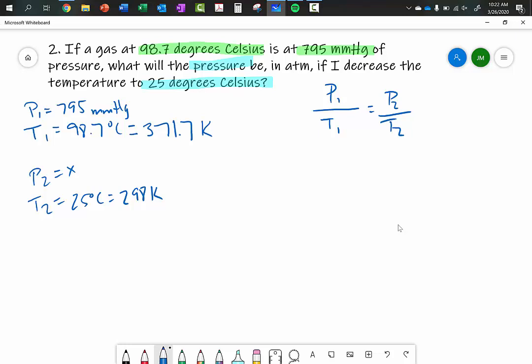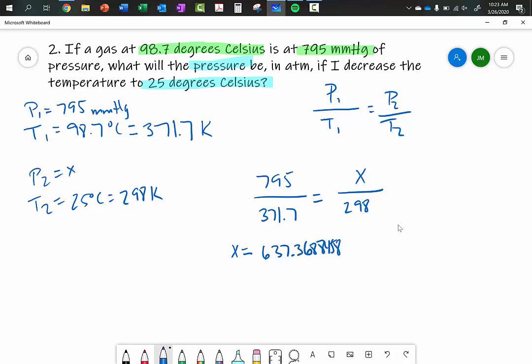All right, so I'm just going to set this up. 795 over 371.7 is equal to my P2, which is just X, over 298. As I do this, I cross multiply and divide. I should get a value of 637.3688458 millimeters of mercury.